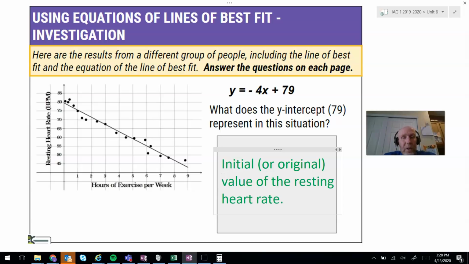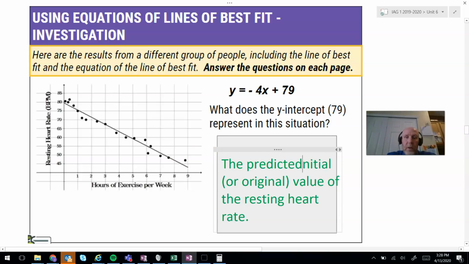But again, when we're dealing with a line of best fit, it is just a prediction. So we need to add at the beginning the predicted initial value of the resting heart rate. So basically a predicted original value means that if you exercised 0 hours per week, your resting heart rate would be predicted to be 80 beats per minute.